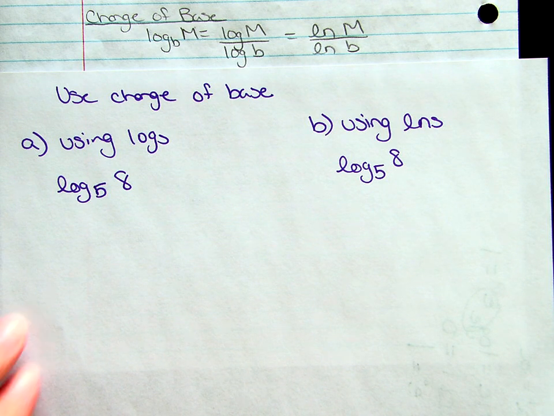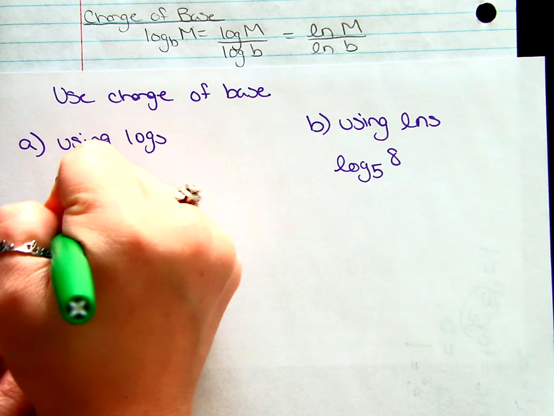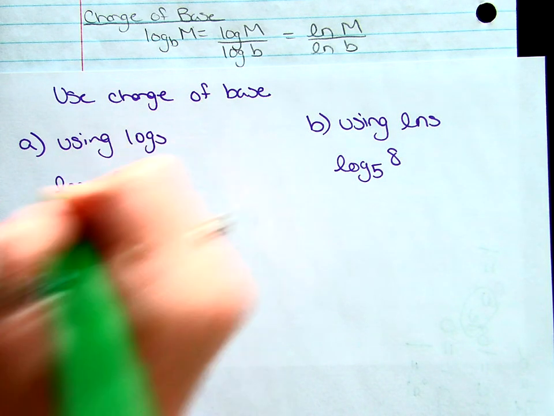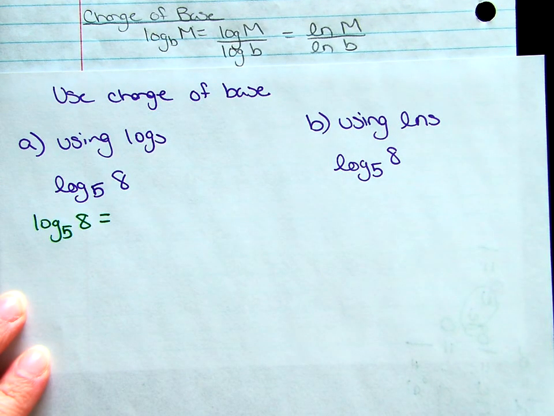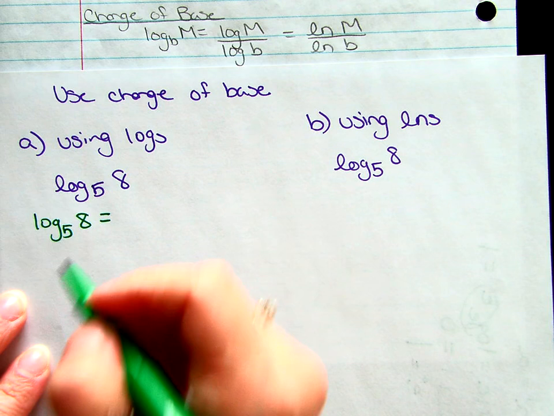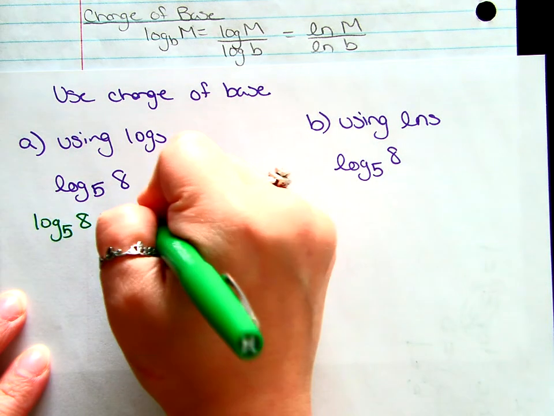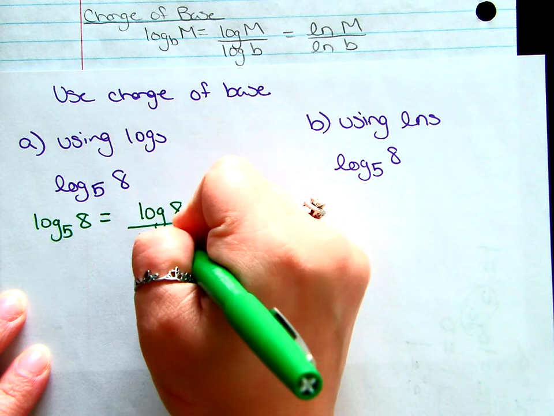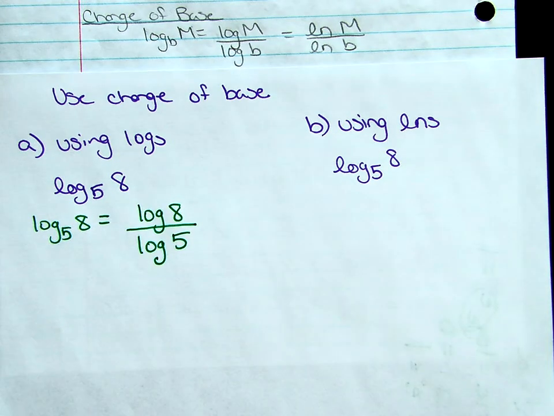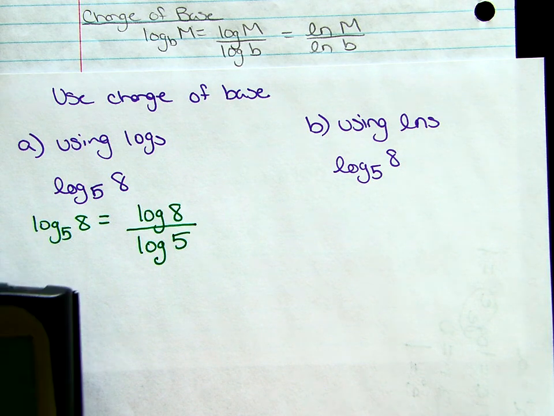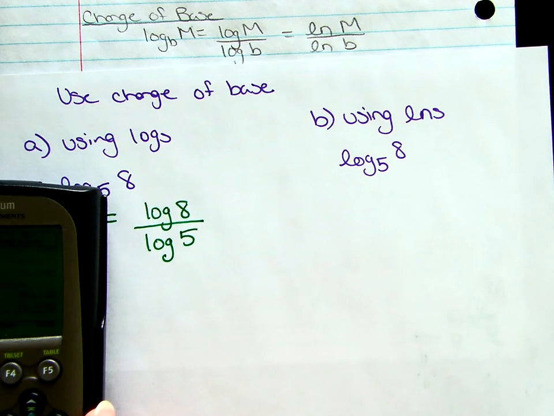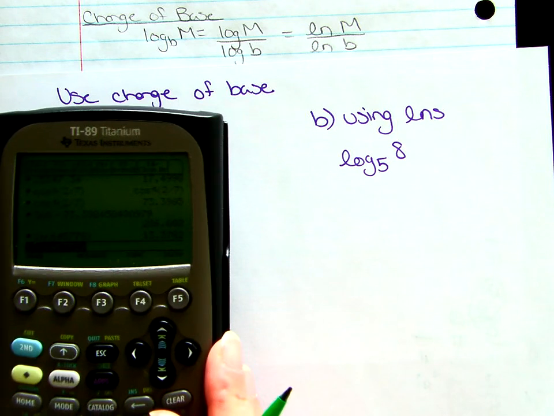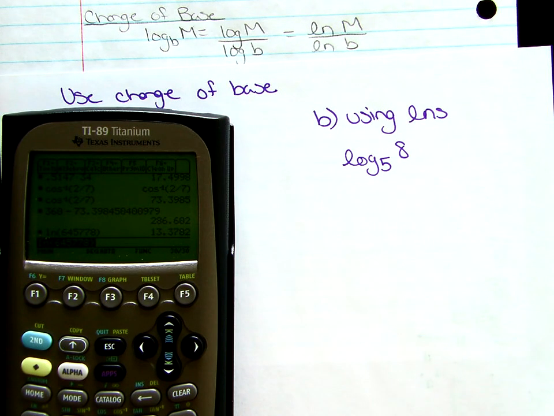So I have log base 5 of 8. For A, I'm going to use my common logs. So I'm going to have log of 8 over log of 5. And I'm going to type that whole thing in. Oh, I don't know where my log is, though.